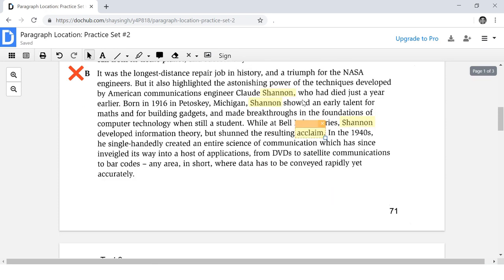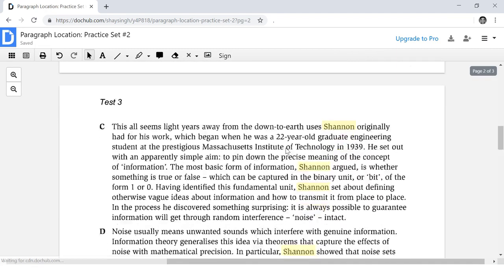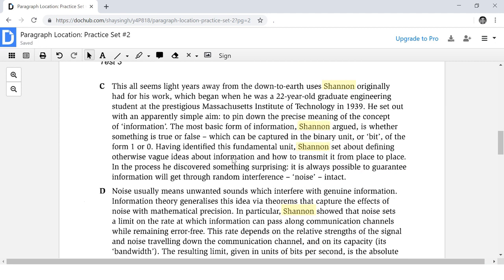Great. Now I'm going to keep scanning around the keyword Shannon in the remaining paragraphs because I'm still looking for that other piece of information. I'm still looking for Shannon's initial intentions with his research. So let's see if we can find that. Okay, here it has the word originally. Originally is or could be a synonym for initially, something that happened in the beginning.